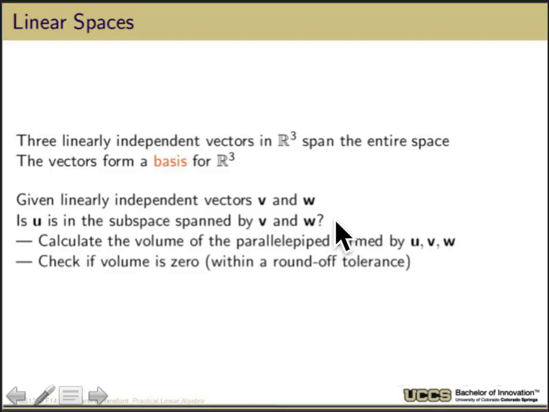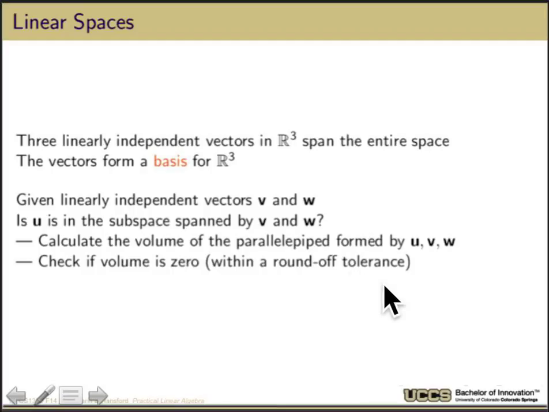With these, we can ask questions. What is the subspace spanned by a couple of vectors? Calculate the volume formed by them, check if the volume is 0, and we'll show these in a little bit and have to deal a little bit with round-off errors.